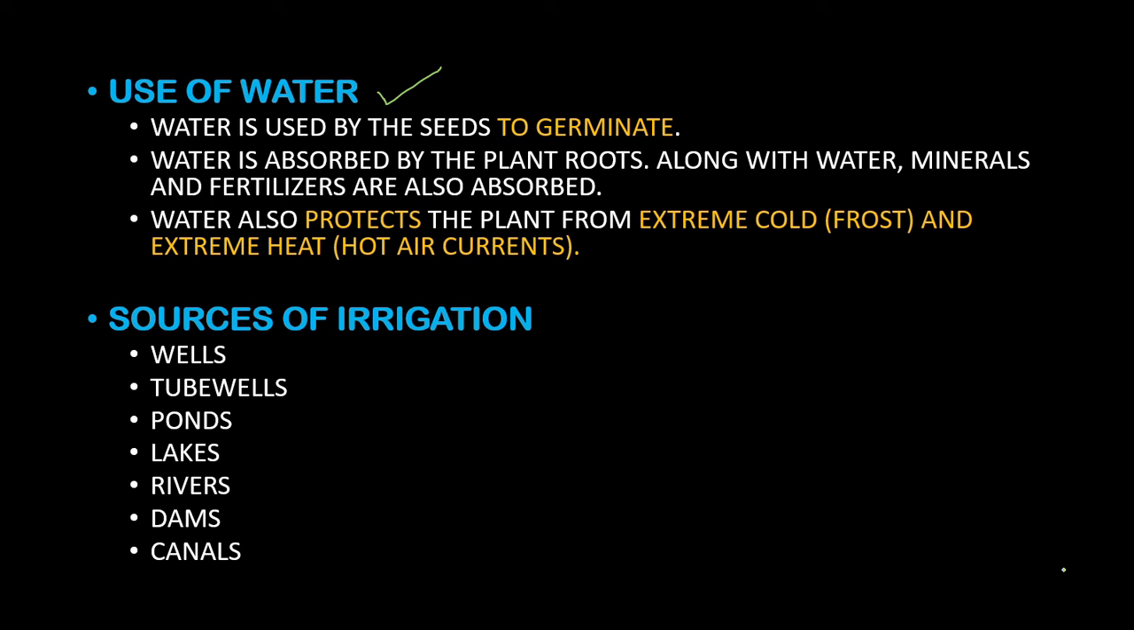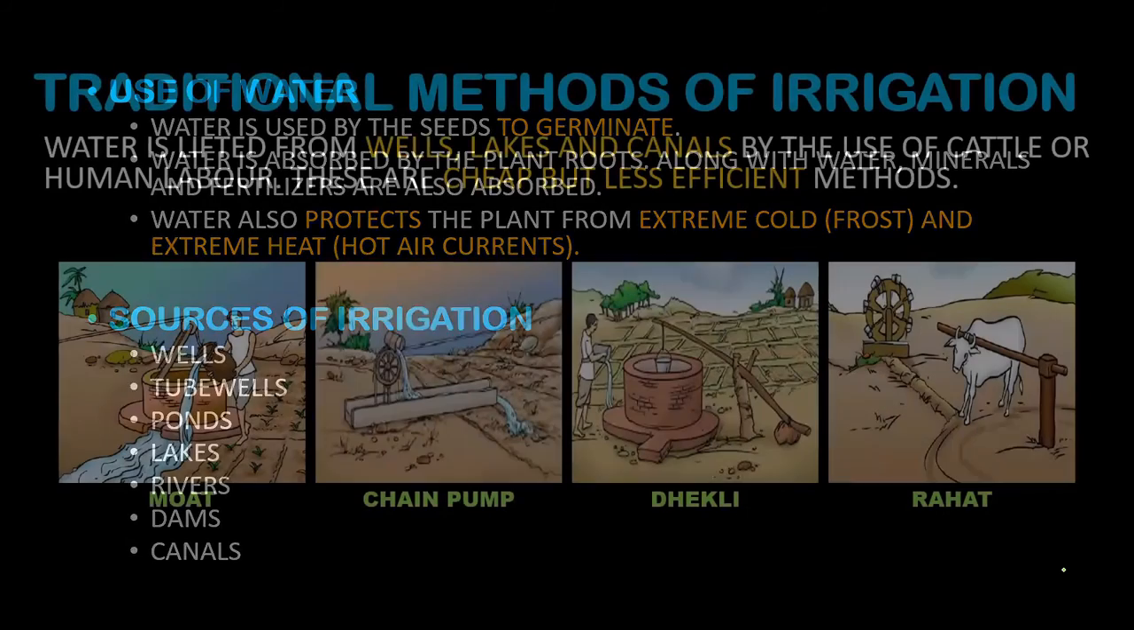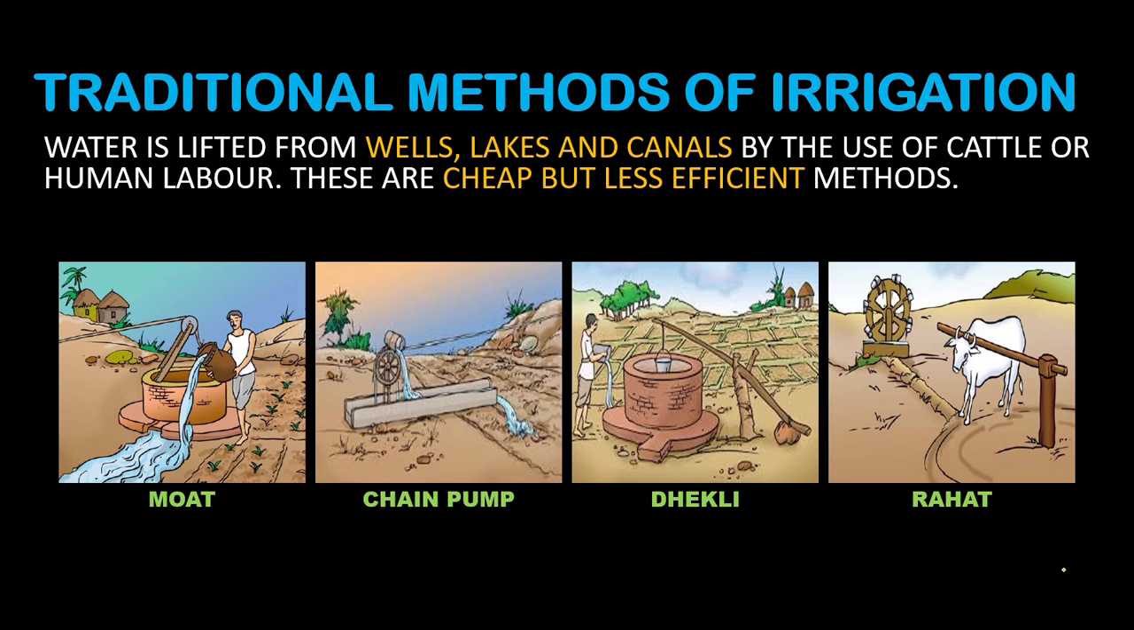The sources of irrigation are wells, tube wells, ponds, lakes, rivers, dams, canals, etc. Some traditional methods of irrigation include moat, chain pump, tekli and rahat. Water is lifted from wells, lakes and canals by the use of cattle or human labor. Now these are cheap but less efficient methods.